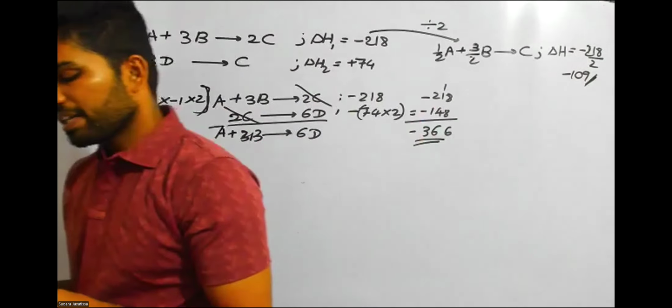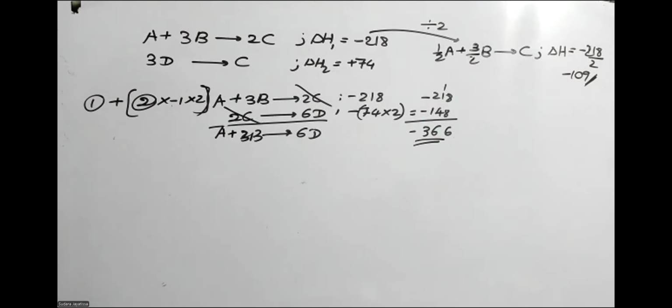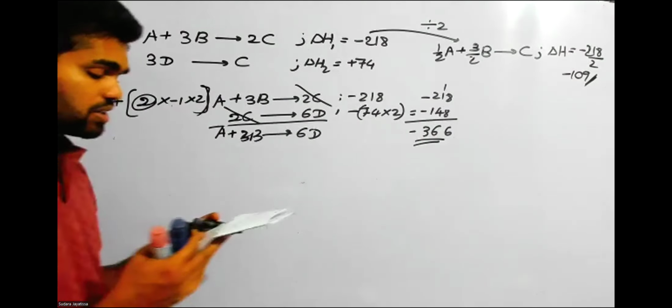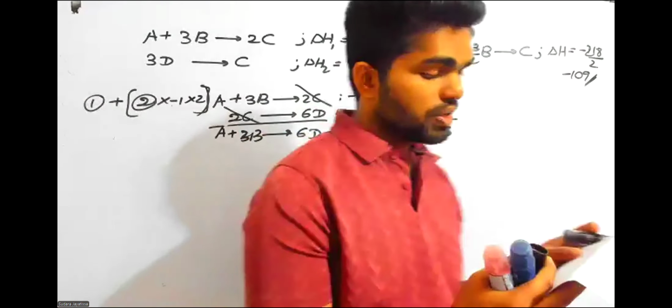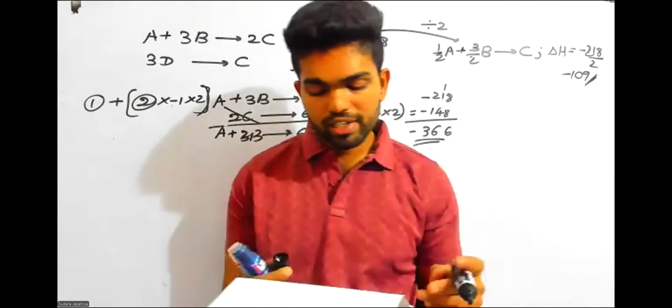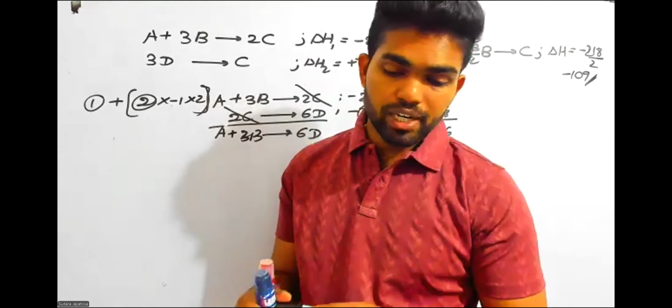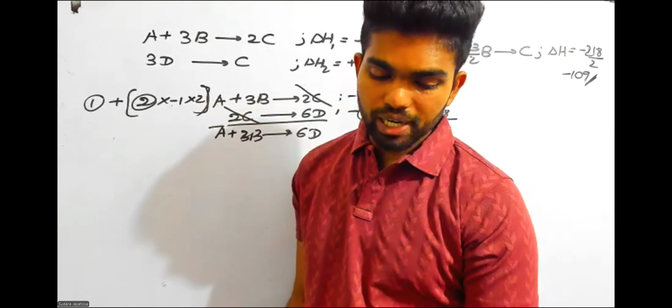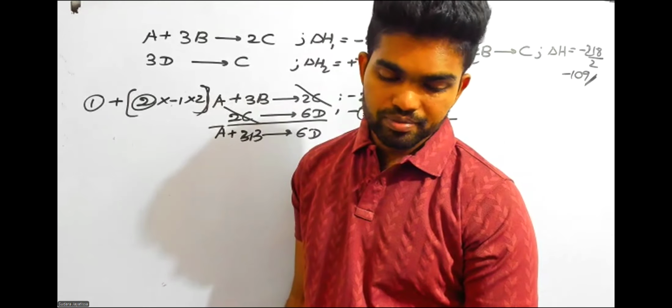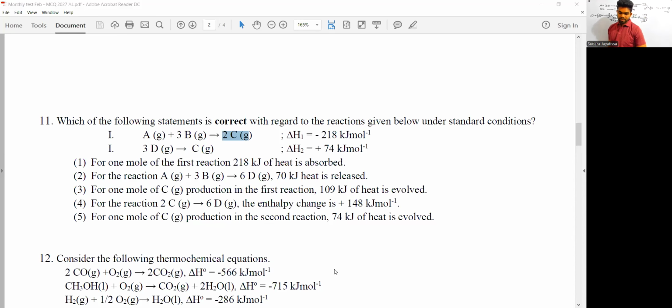And the fourth and fifth answers. Fourth one, look at the fourth one. It says 2C goes to 6D. You have reversed the equation and multiplied by 2. It is 148. Yeah, it is 148, but not plus 148. It is minus 148, Lama. Do you remember? We did it. It is minus 148. It says positive. It's wrong. It's a good question, right?